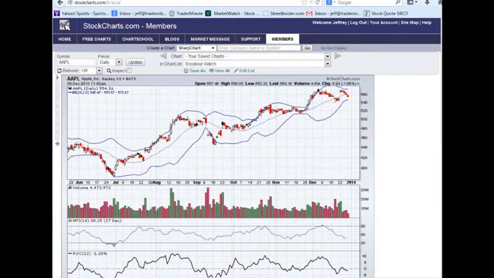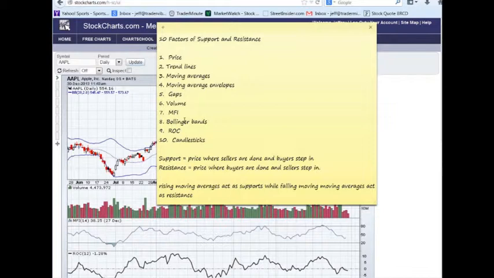All right, so these are our first 9 factors. Rate of change, Bollingers, MFI, volume, gaps, moving average envelope, moving average, trend line, price. So which one do we use? I mean, which one of these factors is the best one to use?